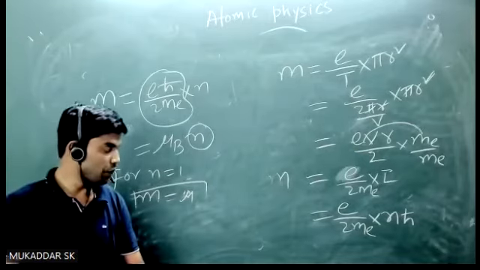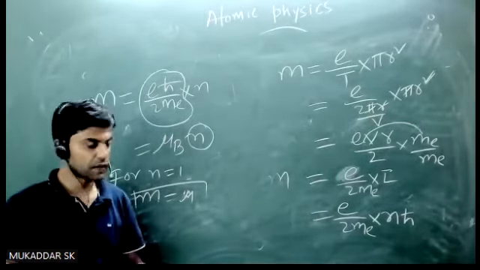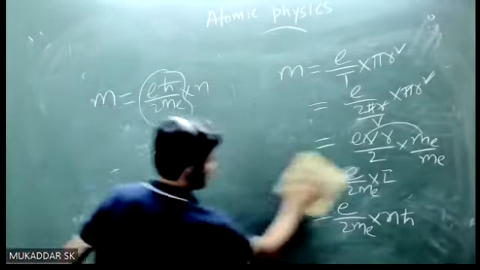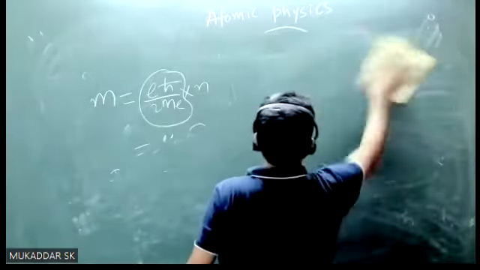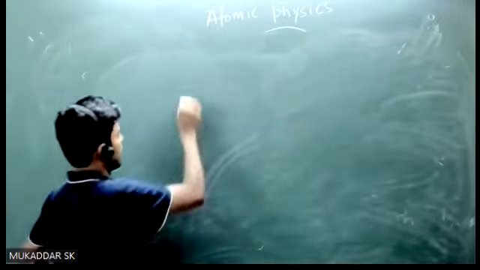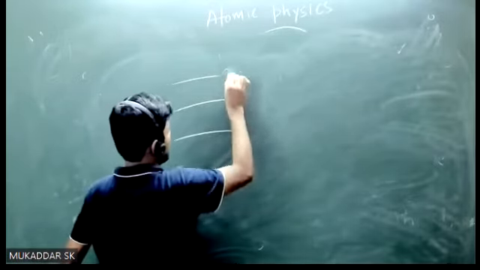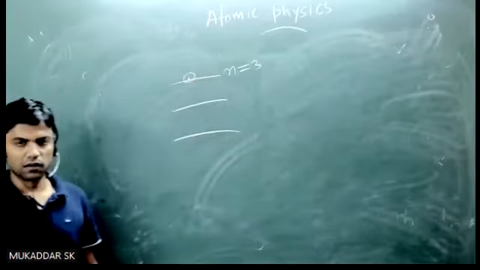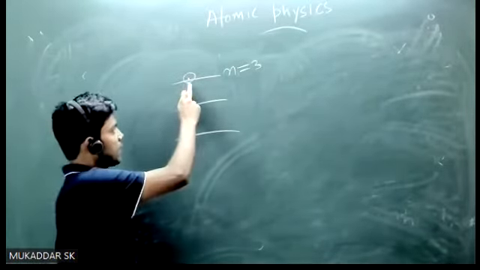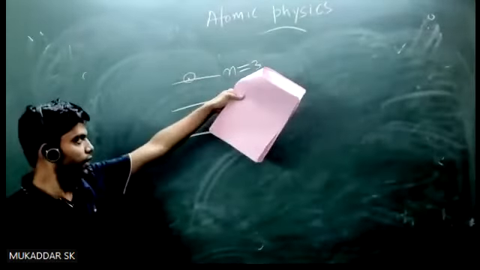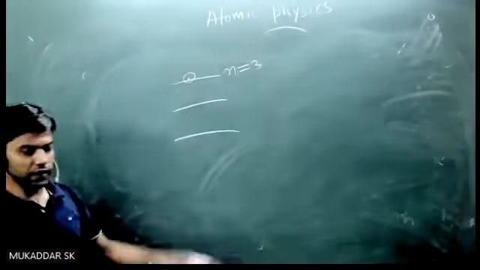Suppose in the hydrogen atom, the electron is initially at n equals 3. How many emission lines will you get? The electron makes a transition to a lower state and you get a photon. So when the electron is at n equals 3, how many emission lines will you get?